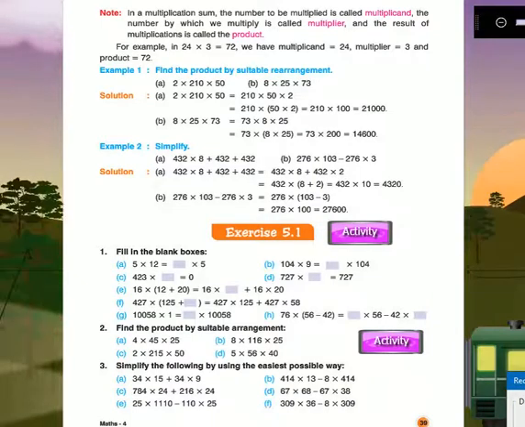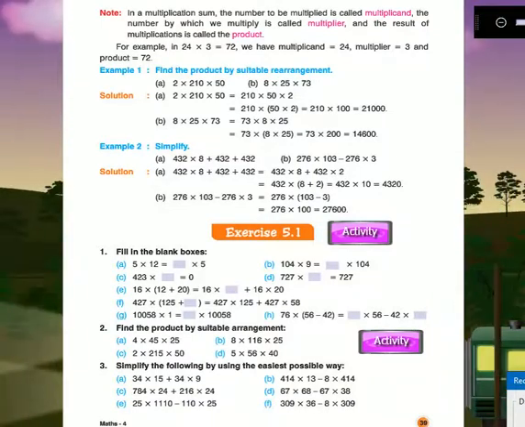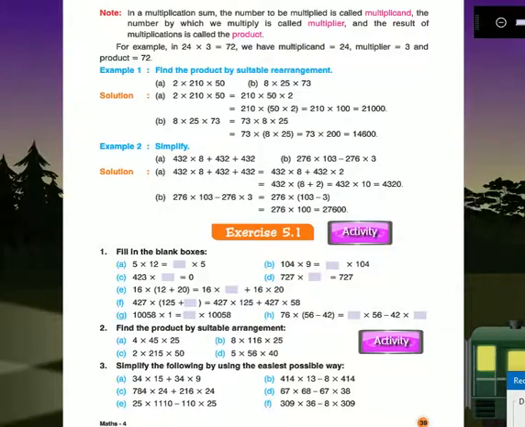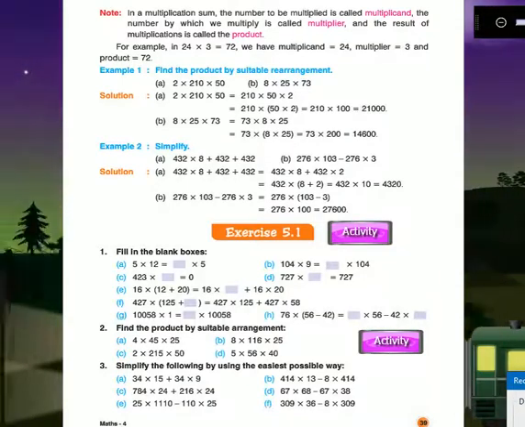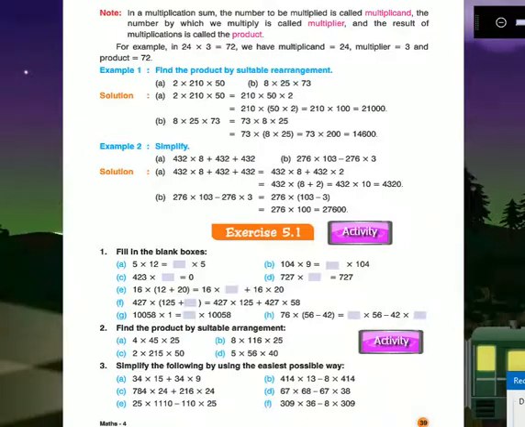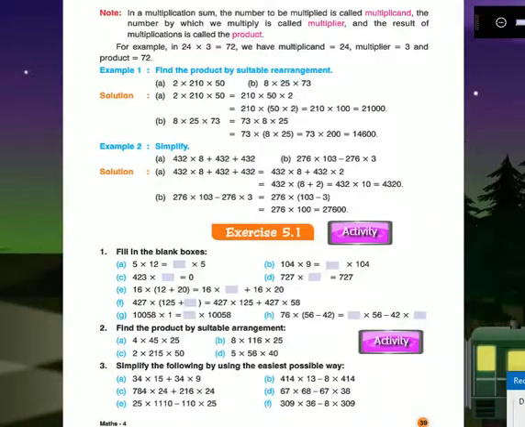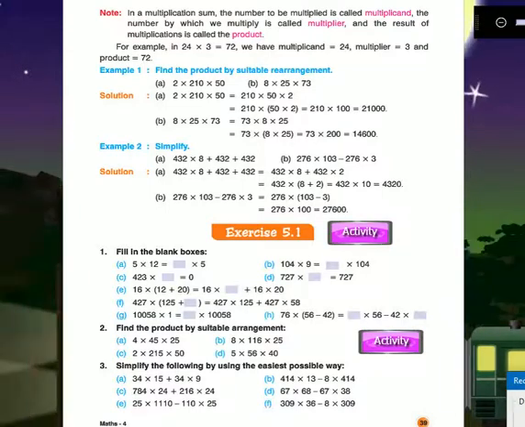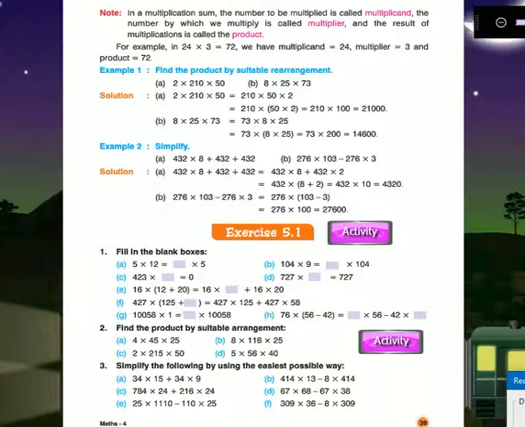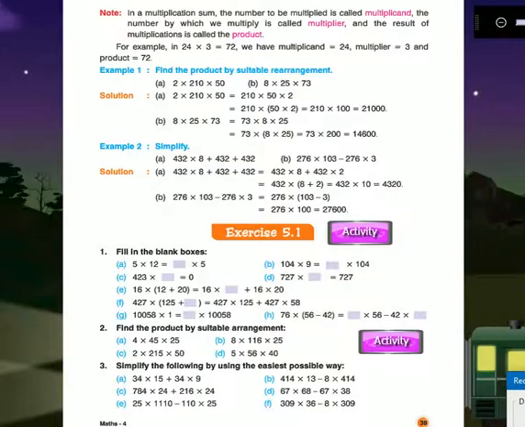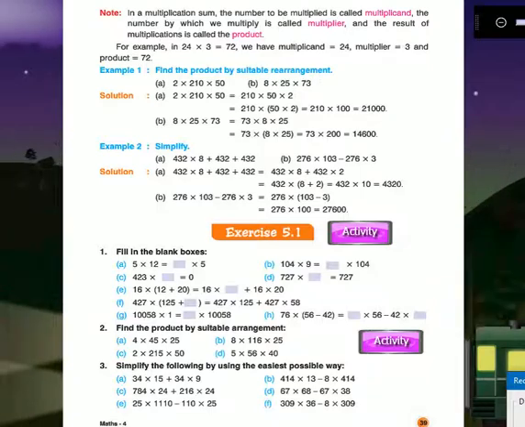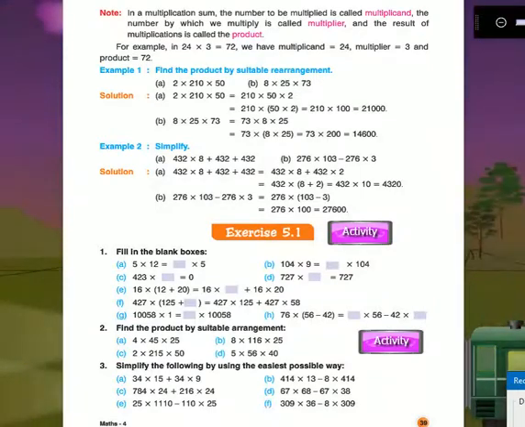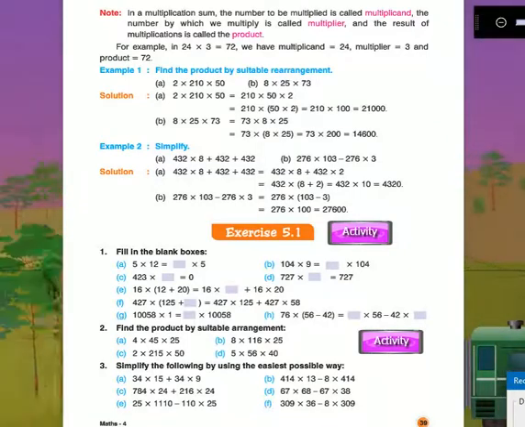Note, in a multiplication sum, the number to be multiplied is called multiplicand. The number by which we multiply is called multiplier, and the result of the multiplication is called the product. For example, in 24 multiplied by 3 is equal to 72, we have multiplicand as 24, multiplier as 3, and product is 72. Here, have a look at these examples and learn for yourself.